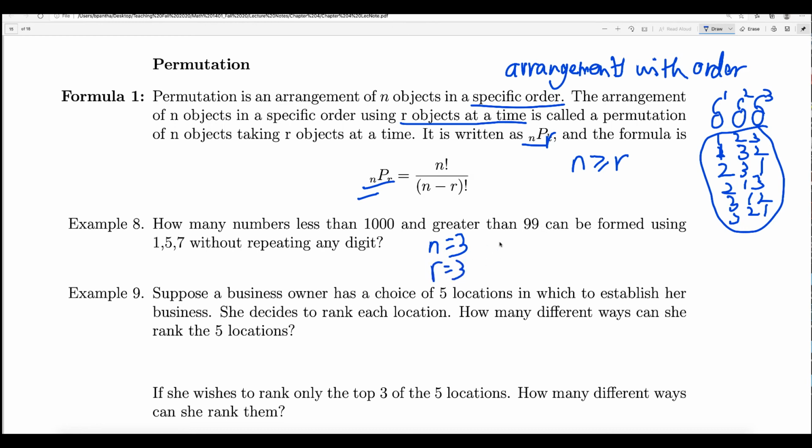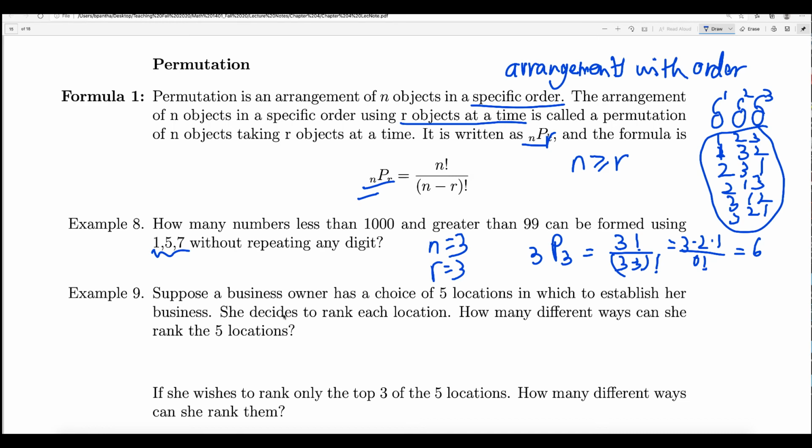How many ways can you arrange these 3 numbers taken 3 at a time? That is 3P3, so it will be 3 factorial over (3 minus 3) factorial. That will be 3 times 2 times 1 divided by 0 factorial, which is basically 6. It is similar to the earlier arrangement. The total available numbers to use is 3, and when you consider a number between 99 and 1000, you need 3 digits, so you need to use all 3. That's why r equals 3.